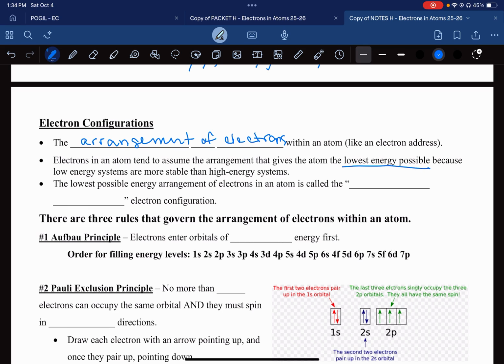And we also discussed in lab that if we've excited an atom, unless the electron has ionized, meaning it's had so much energy that it actually lost an electron, then the electron wants to fall back down to this lower energy state. So it goes on to say the lowest possible energy arrangement of electrons in an atom is called the ground state electron configuration. So, ground state.